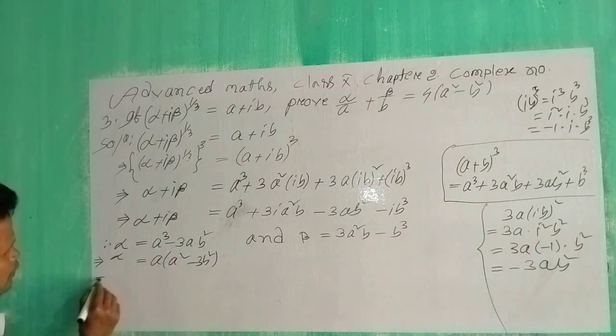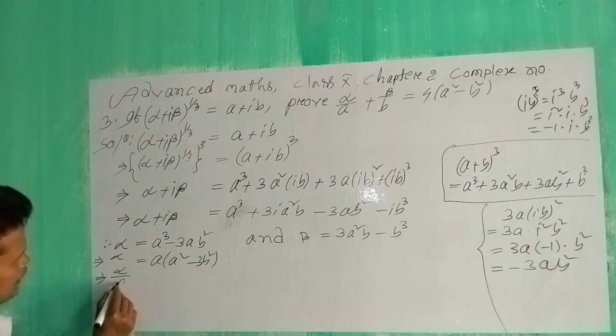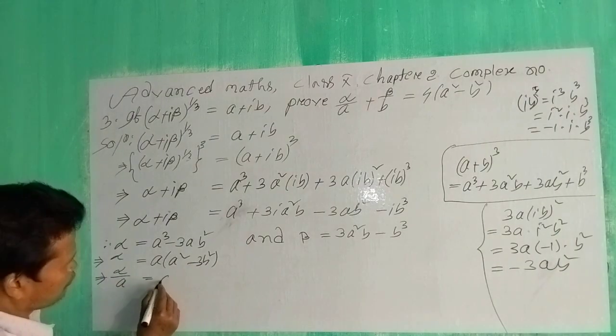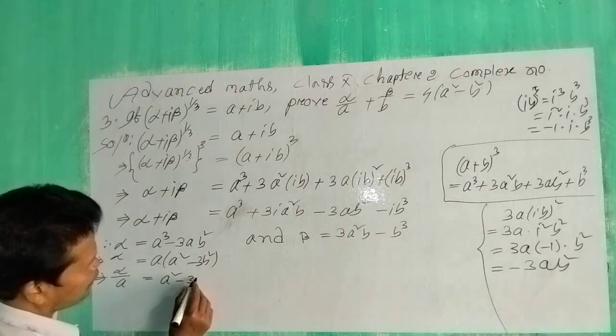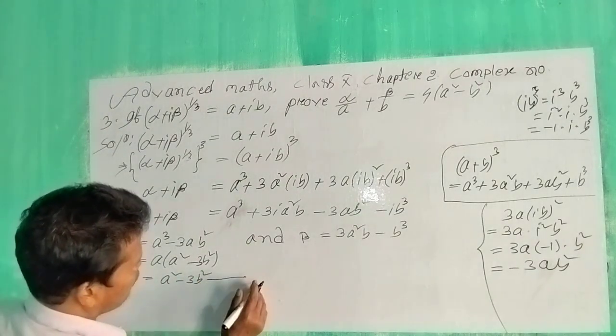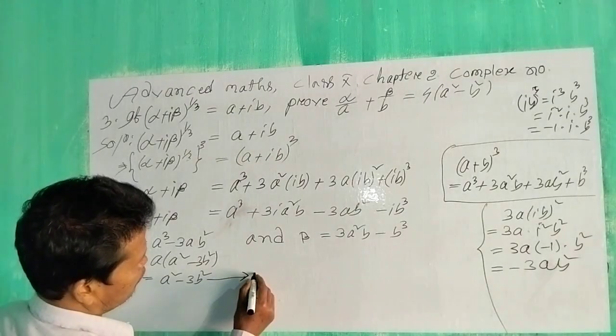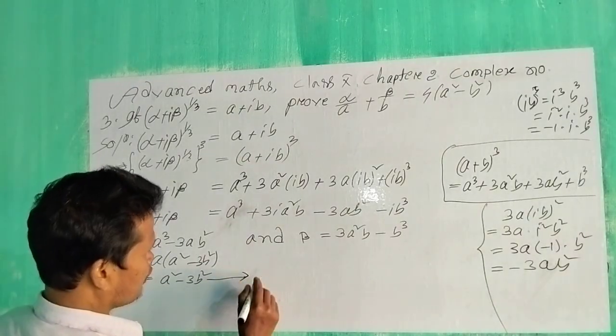Alpha. Now alpha by a equal to a square minus 3b square. Equation number 1.